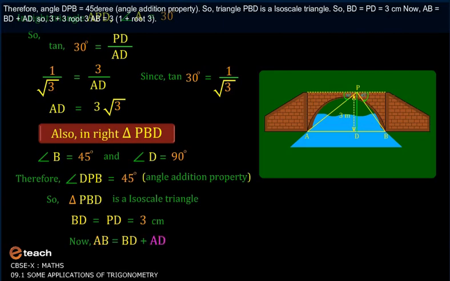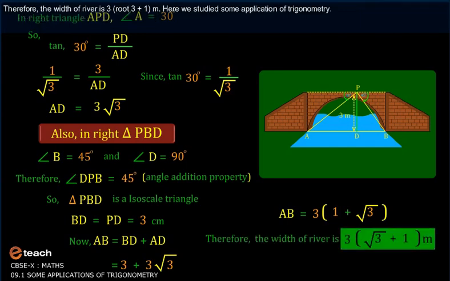Now, AB is equal to BD plus AD. So, 3 plus 3 root 3. AB is equal to 3 into bracket 1 plus root 3. Therefore, the width of river is 3 into bracket root 3 plus 1 meter. Here, we studied some application of trigonometry.